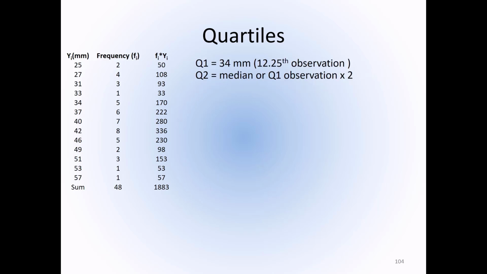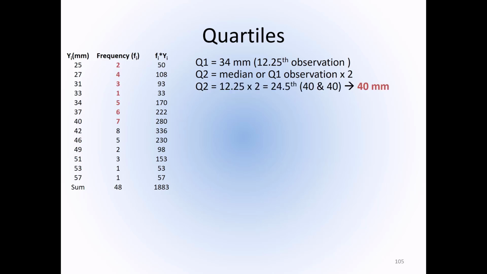We can go through, calculate quartile 2, so either the median or multiplying 2 times the observation number for quartile 1. Let's go with that second option here. So quartile 2 is the 24.5th observation. We can go through and count out 24 and 25 observations. We notice they have the same length, so our quartile 2, or our median, is 40 millimeters in length.